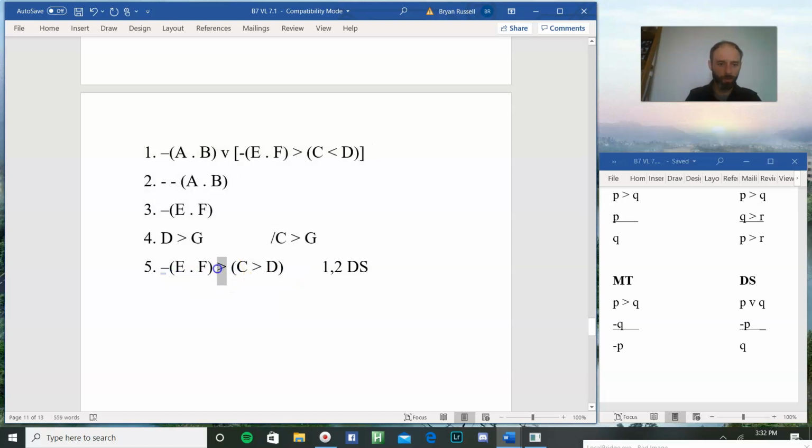Well, here we have a horseshoe as the main operator, and the antecedent is not E dot F. Here we have not E dot F. So we can use that with modus ponens to get the consequent. So we can get C horseshoe D. How do we do that? We did 3 and 5 MP. 3, 5, MP.